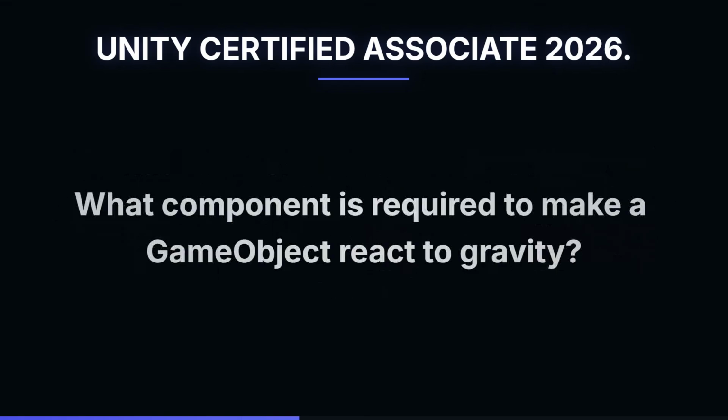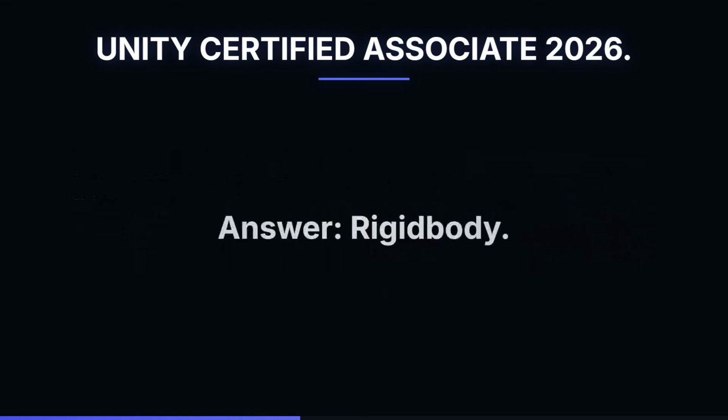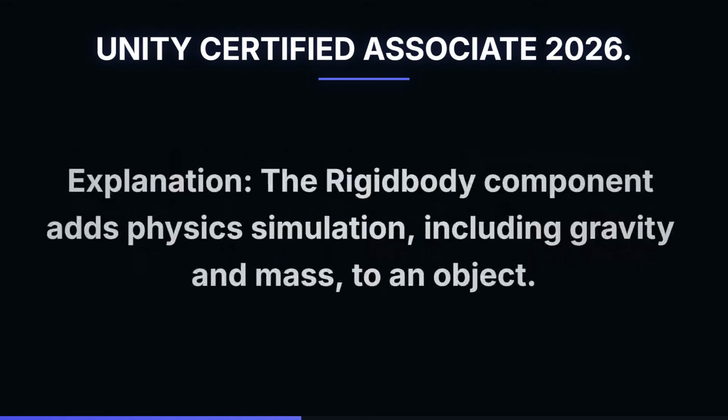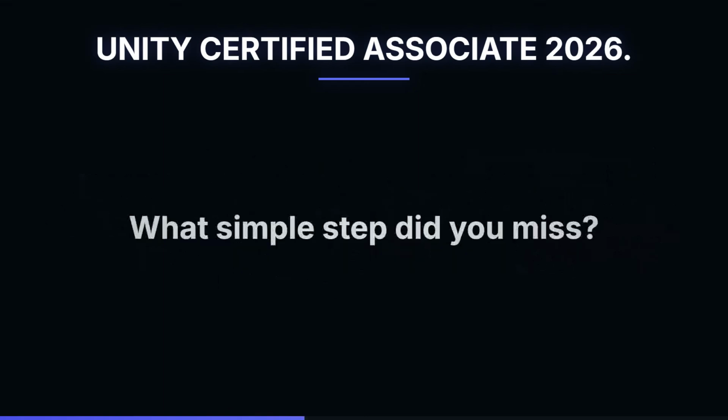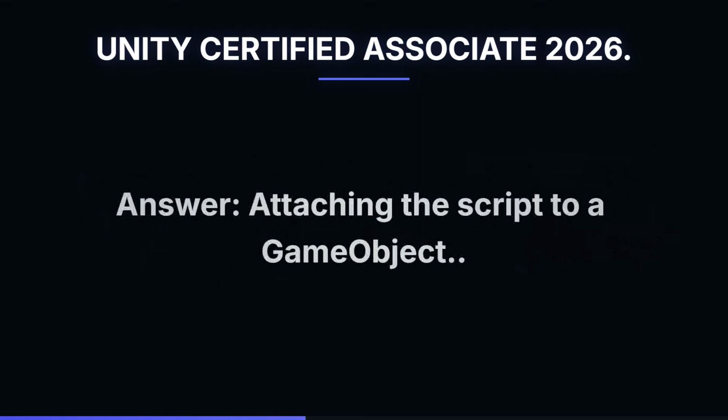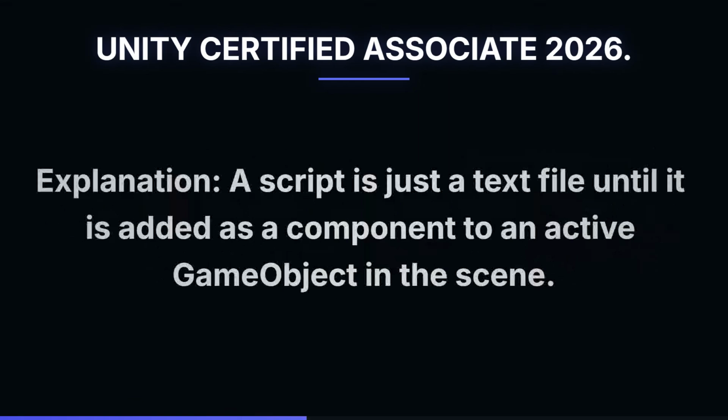3. What component is required to make a game object react to gravity? Answer: Rigidbody. Explanation: the Rigidbody component adds physics simulation, including gravity and mass, to an object. 4. You wrote a script, but it is not doing anything in the game. What simple step did you miss? Answer: attaching the script to a game object. Explanation: a script is just a text file until it is added as a component to an active game object in the scene.